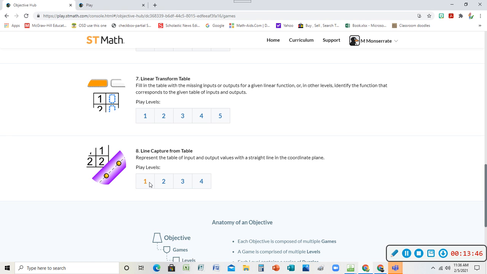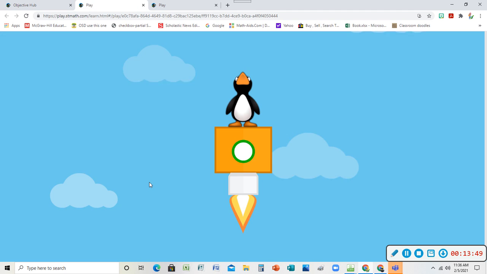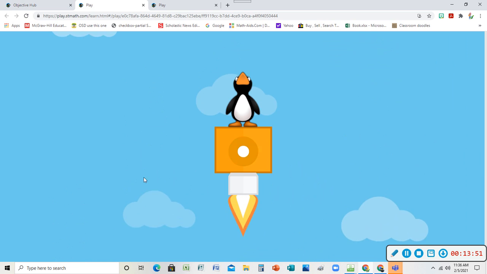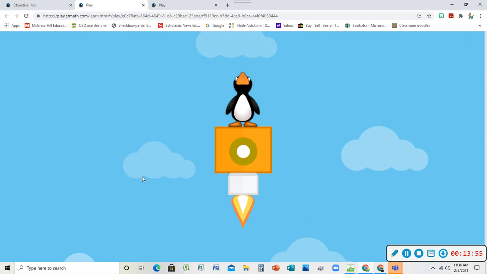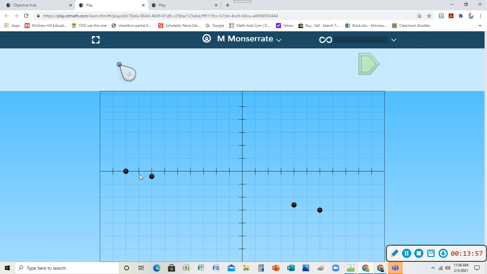Line capture from table. I wonder what that even means. Line, I know line. Capture is to take something from a table. Oh, here we go. Line capture from a table. Let's see what we got to do here. I want to think maybe I'm going to draw a line. Let's see. What's this do?